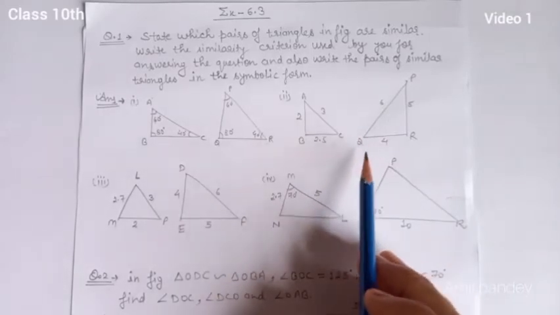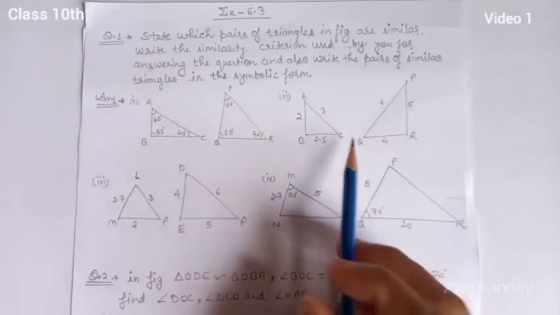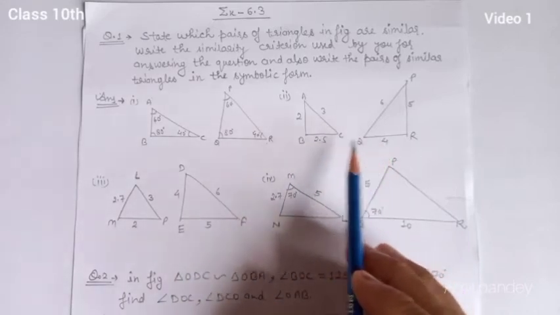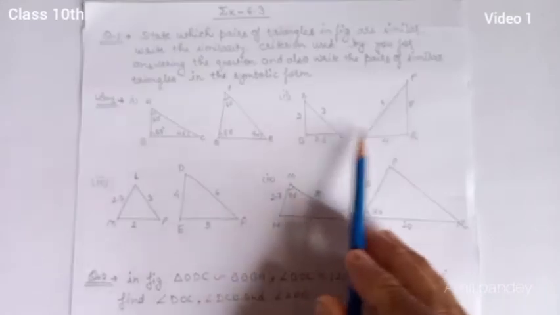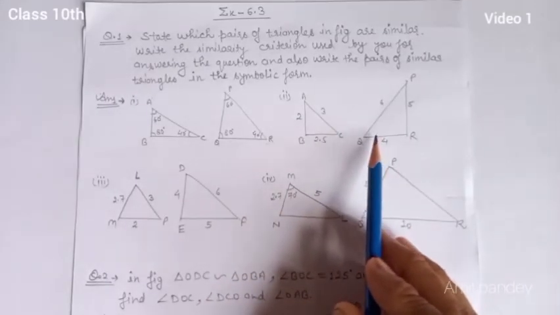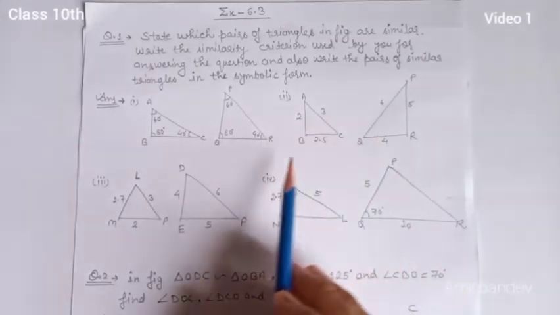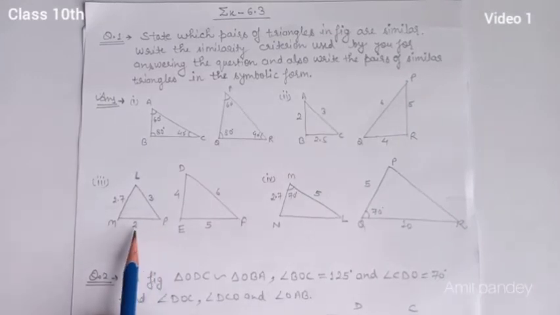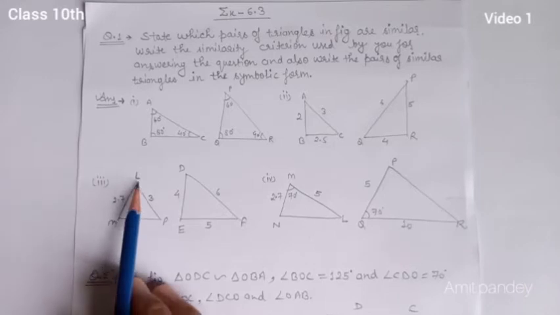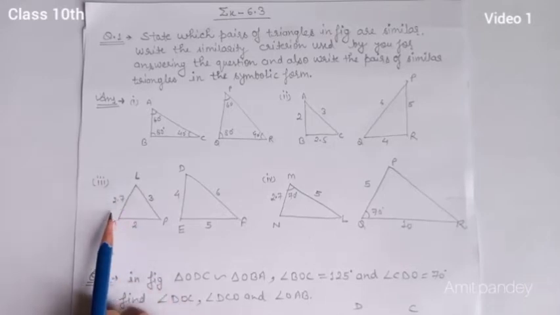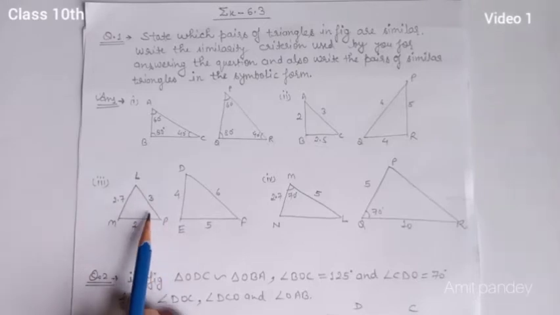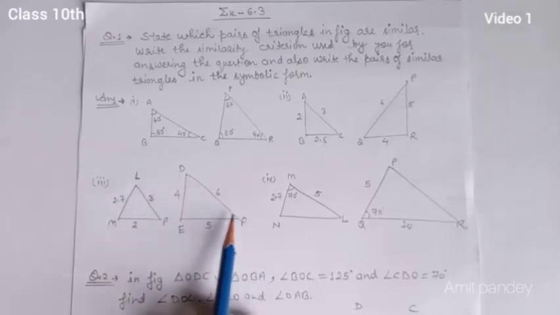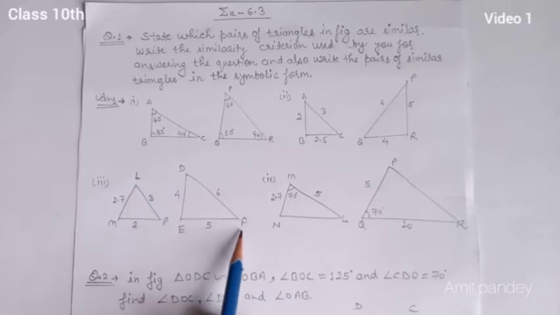Okay, so by which criterion? By triple S. All sides are in equal ratio. So these two triangles are similar by triple S criterion. So let's move to the third part. So students, here again lengths of sides are given. LM is 2.7, MP 2 and LP 3. Similarly here DF 6, DE 4 and EF 5.